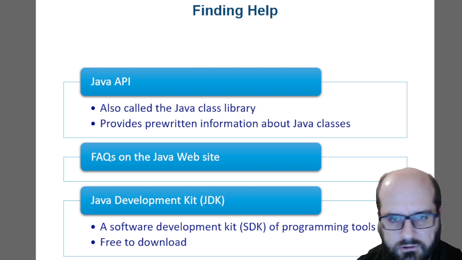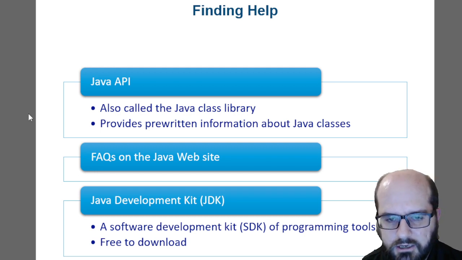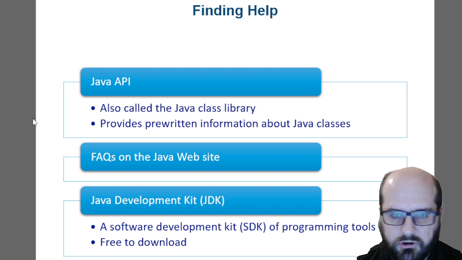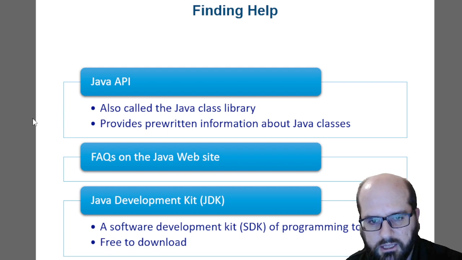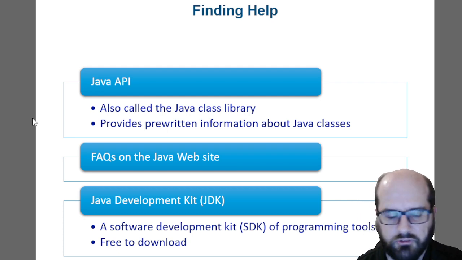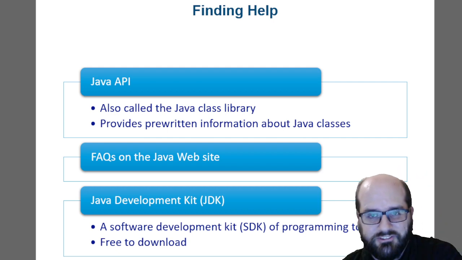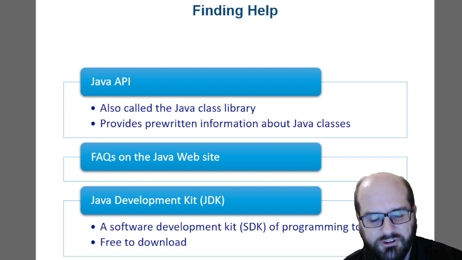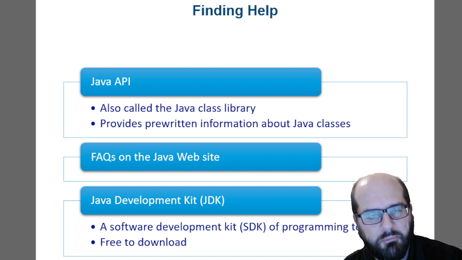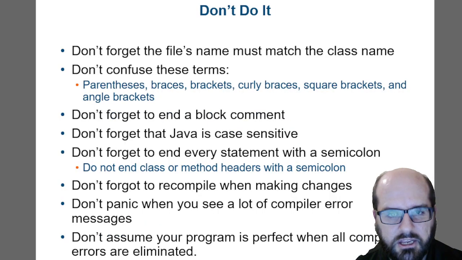And yeah, what you need to know is there is a Java API that's also called the Java class library. There's FAQs on the Java website, and the Java Development Kit is free to download. But hopefully you're pretty excited when the option pane popped up. I mean, it's cool to see graphical user interfaces. But let's run through a couple of things about what not to do in Java.